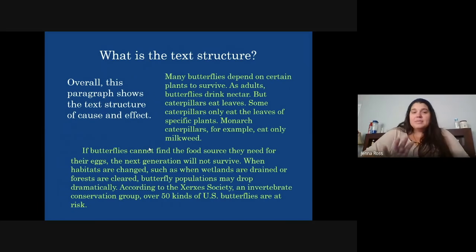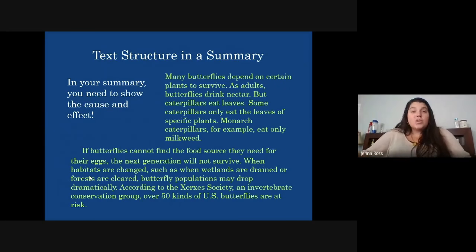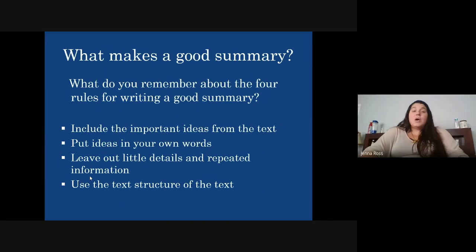All right, so overall, this paragraph shows the text structure of cause and effect. It talks about how butterflies and caterpillars can't get what they need when plants are cut down or when their food source is destroyed. So, the cause to butterflies being at risk is that they don't have the food sources that they need. Okay? So, in your summary, you need to show that. You need to show that there's a cause and an effect here. All right. So, remember those 4 rules for writing a good summary, and you'll always be in good shape.